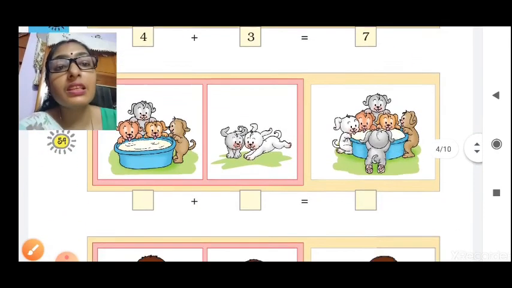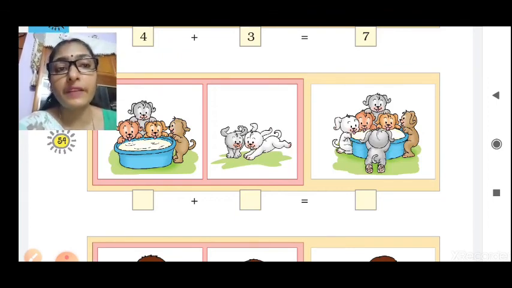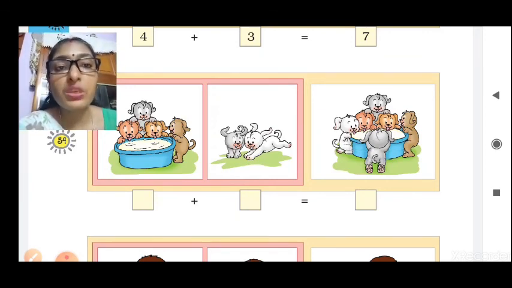Okay. Similarly, see how many puppies are drinking milk? Yes, 4 puppies are there and 2 puppies are running to get that. So total how many puppies? So here the first picture has 4 puppies and the second has 2 puppies. That means 4 plus 2 is equal to how many? You can count easily. 1, 2, 3, 4, 5, 6. So total how many puppies are there now? Now it has all together 6 puppies.